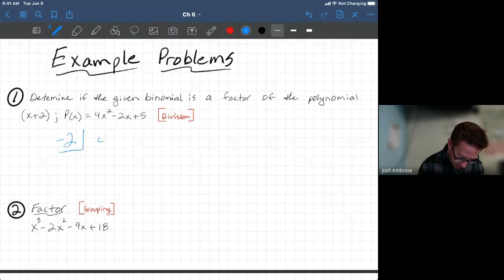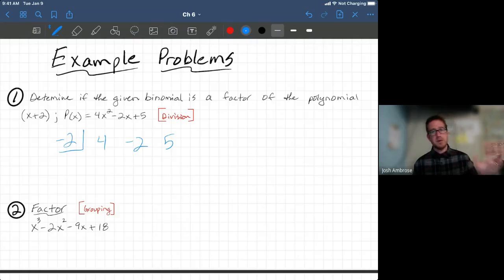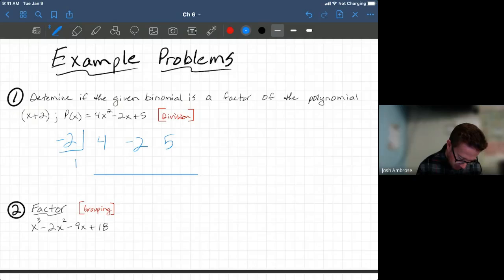Then we put all the coefficients of the polynomial outside it, right next to it. And we're going to have our little line here. We will be using addition. Don't forget, the first term drops straight down.